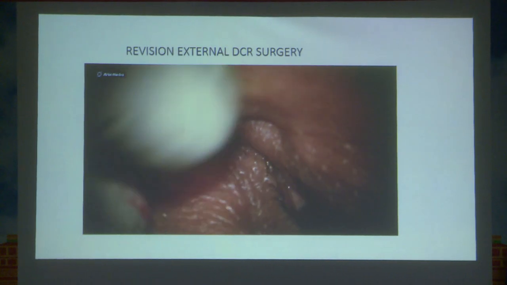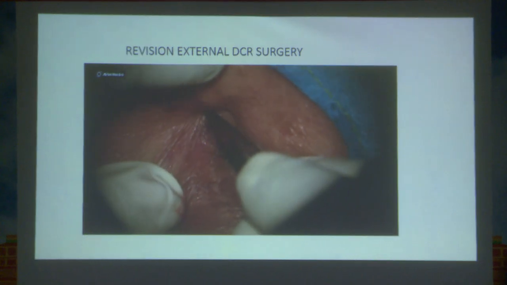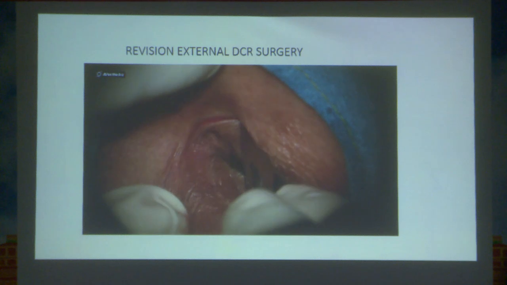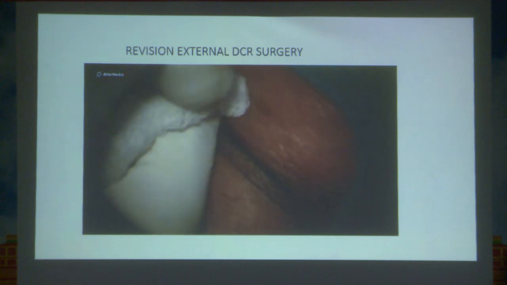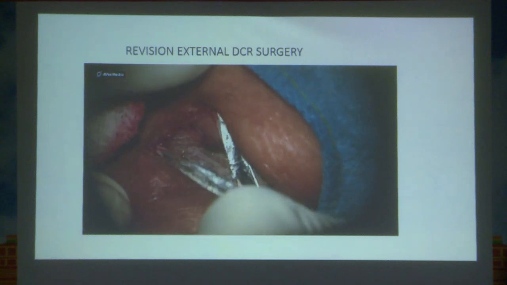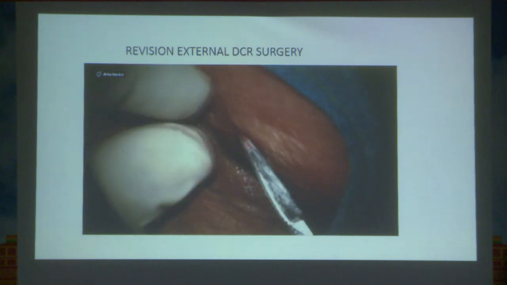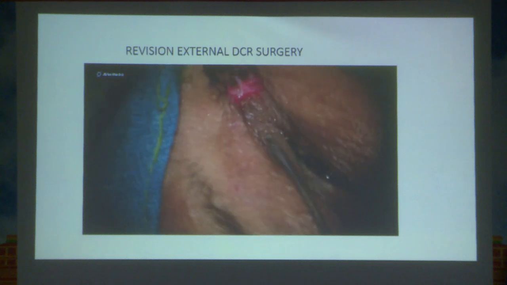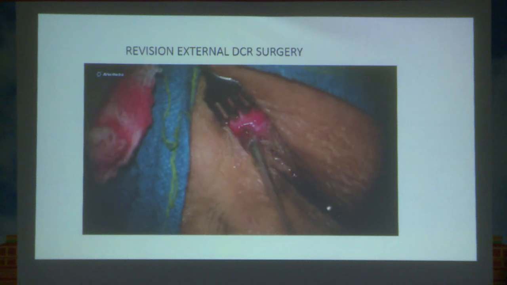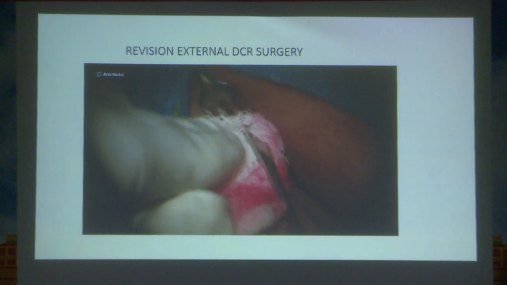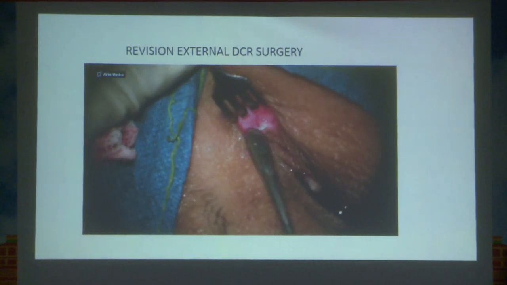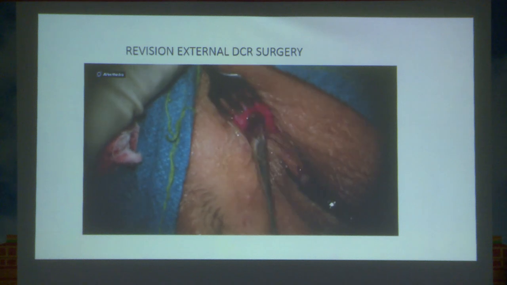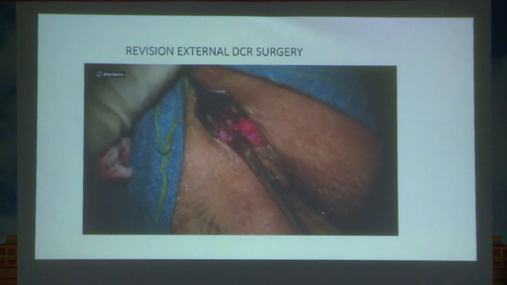Just see here, the incision was given along with the previous scar or just inferior to the medial palpebral ligament, and blunt dissection was carried out. Of course there's fibrosis, and bleeding is more in the failed DCR, but with the blunt dissection we try to release the scar tissue and find out where the previous ostium was made.